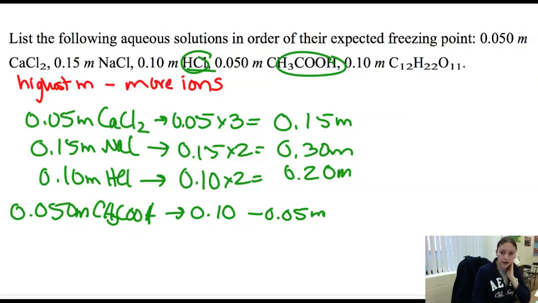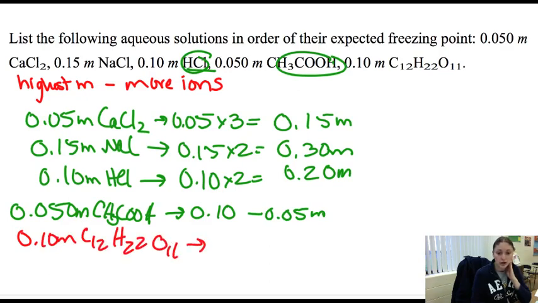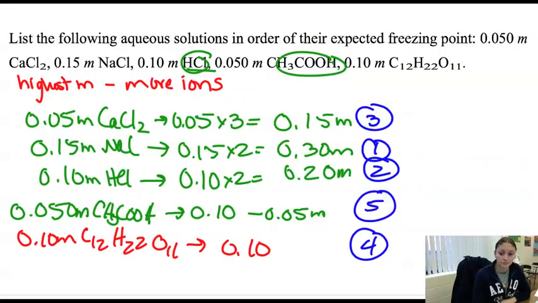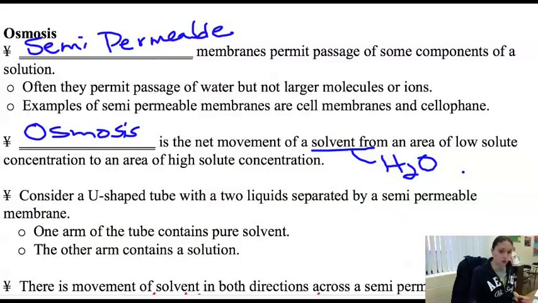Okay, and then lastly we have a type of sugar. Notice how they're all covalent bonds. So none of that's going to break apart, so we're going to have 0.10. So list them in order of their expected freezing points. Well, the lowest freezing point is NaCl, next HCl, followed by CaCl2, followed by the sugar, and then lastly acetic acid.